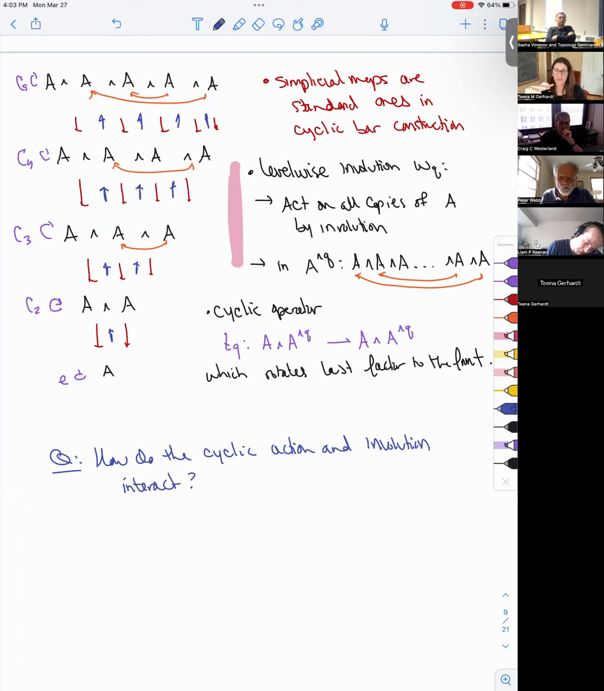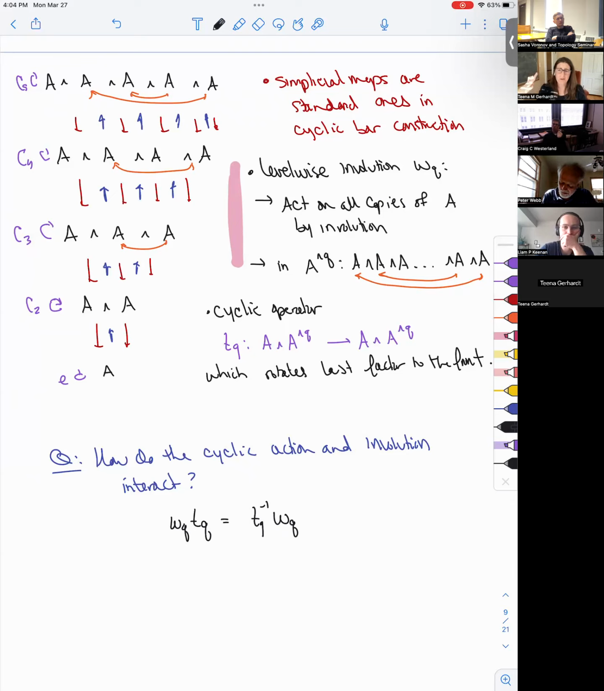You could think about that for a little bit if you write down a couple of them and see what you think. Do they just commute? What happens? What you'll find is the following. If I do my cyclic group action followed by my involution on the Qth level of this thing, it's the same thing as doing the involution first, but then it's not T_Q, it's T_Q inverse. So this is the relationship between the cyclic group and the involution at each level.